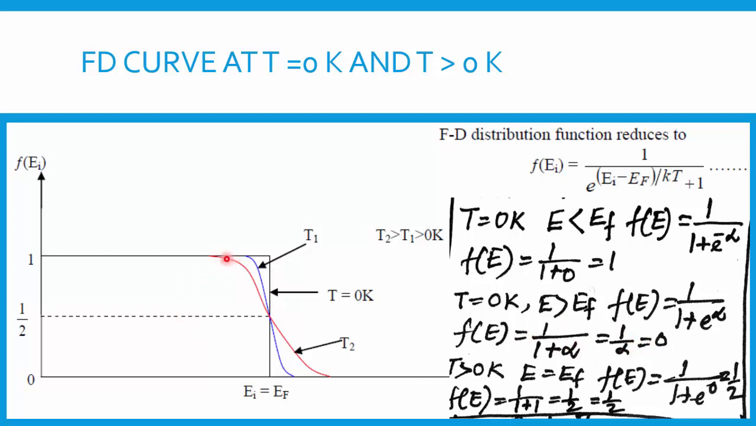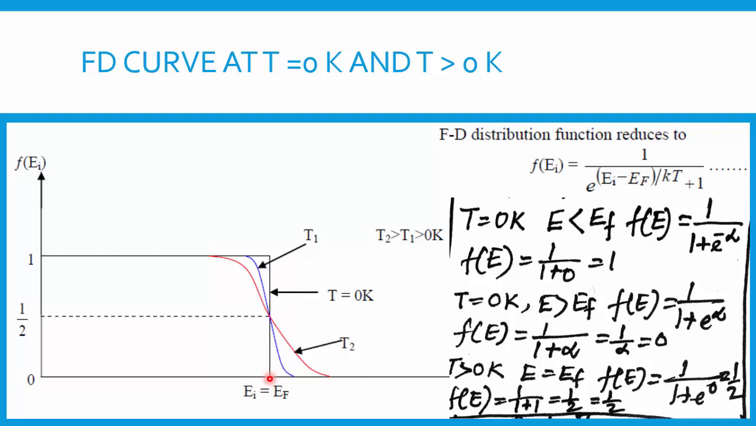Now for the graph T greater than 0 Kelvin, you can consider either the blue or the red. Blue and red are for temperatures greater than 0 Kelvin but with two different temperatures. Both are greater than 0 but one is higher than the other. If you consider any T greater than 0 Kelvin graph, you can see I just choose one point to validate this, at EF. I will explain that EF, Fermi energy, later on, but let me choose a point EF.